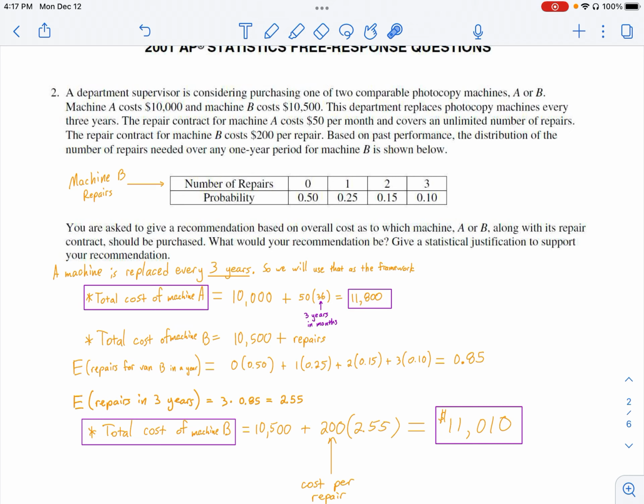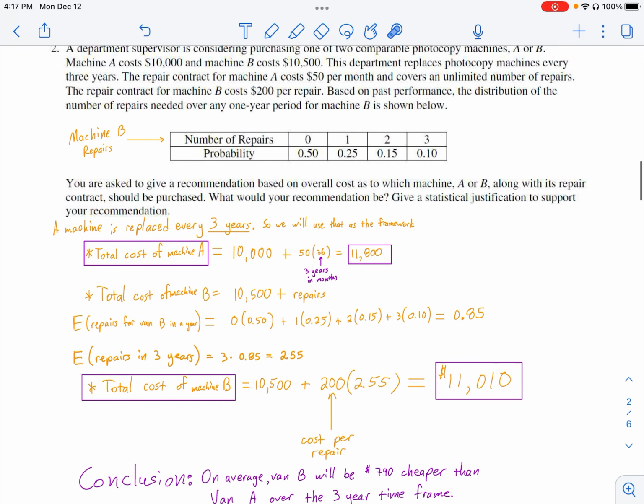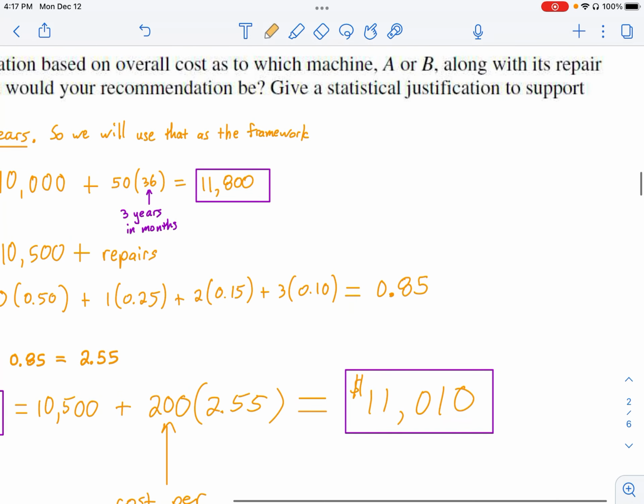But the repairs are a little bit up in the air because you pay per repair. So what we're going to do is find how many repairs would be average or expected. And I'm doing that right here. Expected repairs for machine B in a year. Okay. And I've got, again, 0 times 0.50, 1 times 0.25, and so on for all four of these. And then you add them up and you get 0.85 repairs. So this is repairs per year.